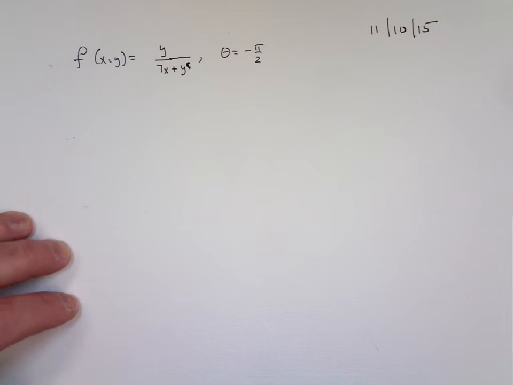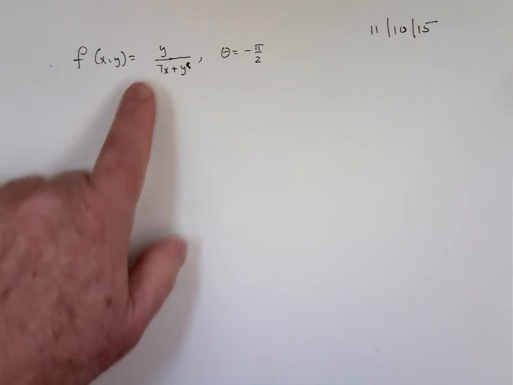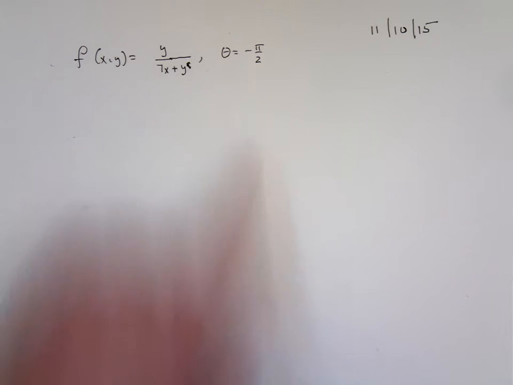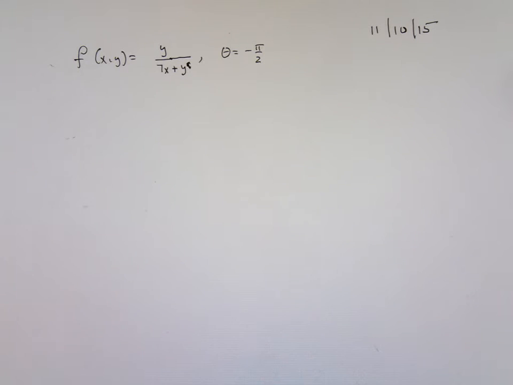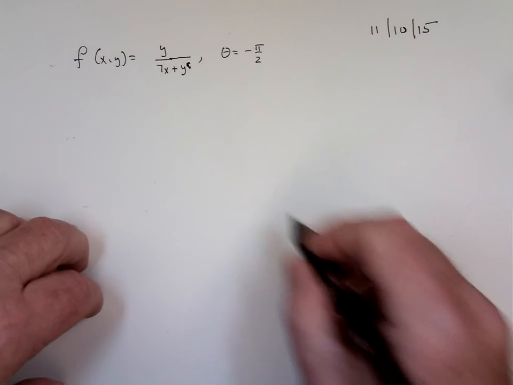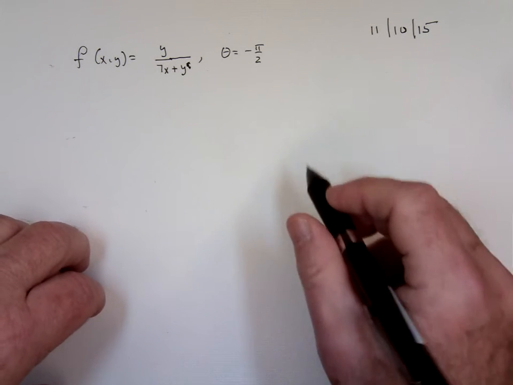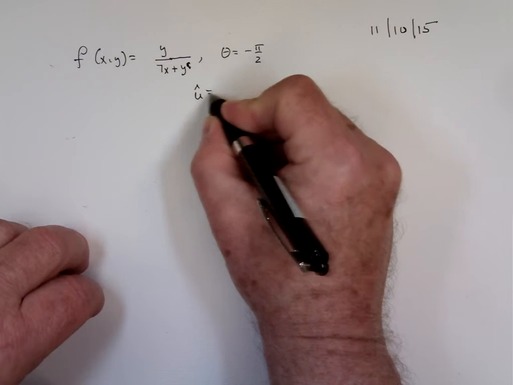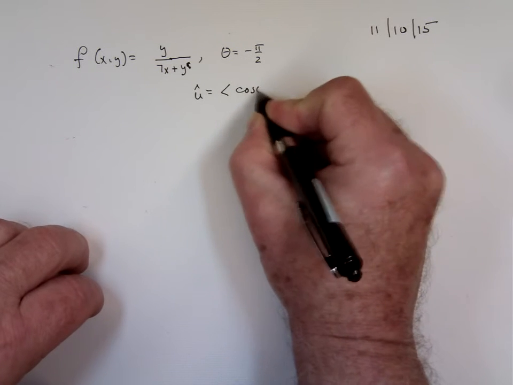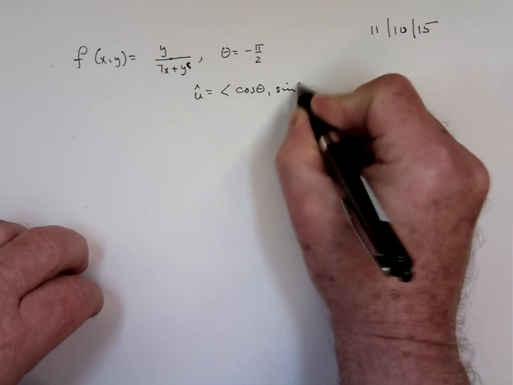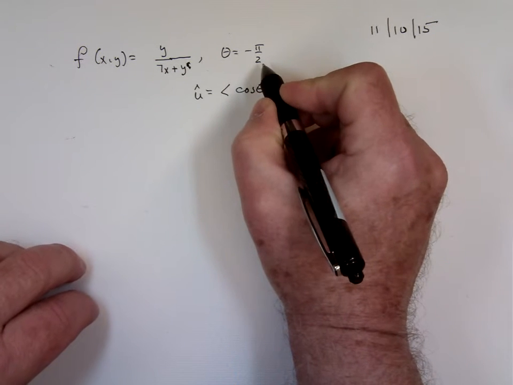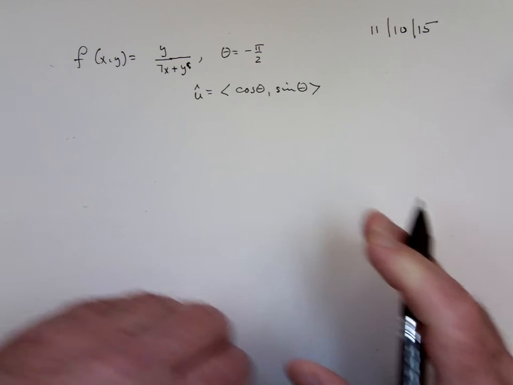And we want to find the directional derivative of this function in the direction of u equals cosine theta, sine theta. That's the unit vector. Tell me the theta again. Negative pi over 6.